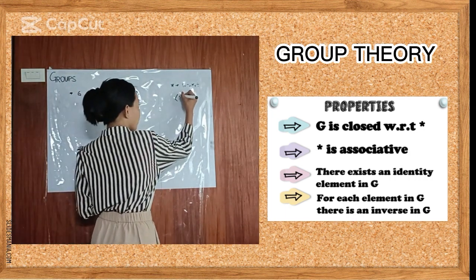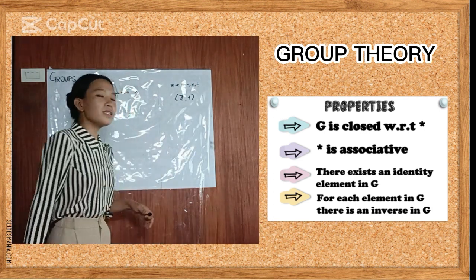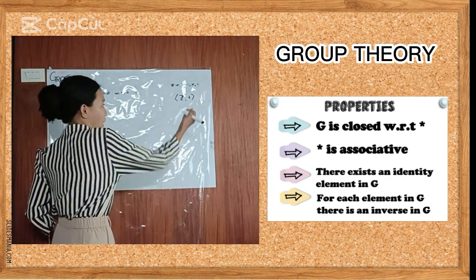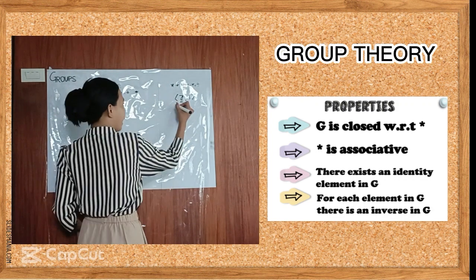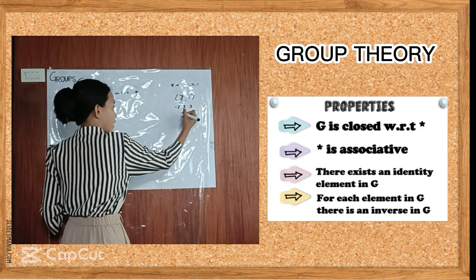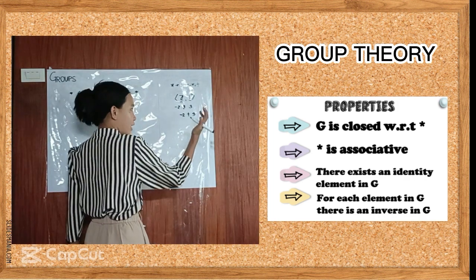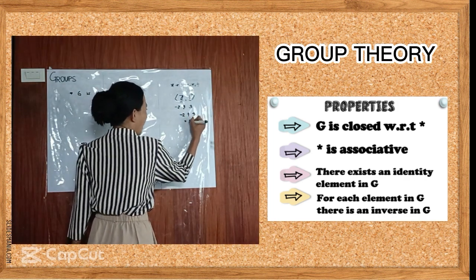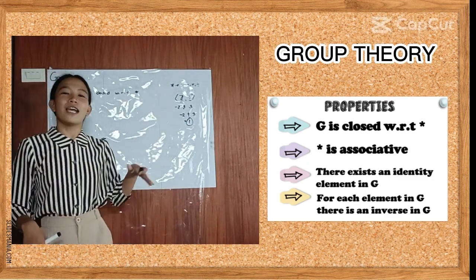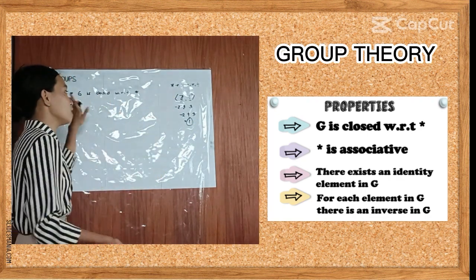The integers under addition. We say that this is closed when we get two elements from the integers, say -2 and 3. We get -2 plus 3 is equal to 1. Thus, is 1 an element of the integers? Yes. Therefore, the integers under addition is closed.